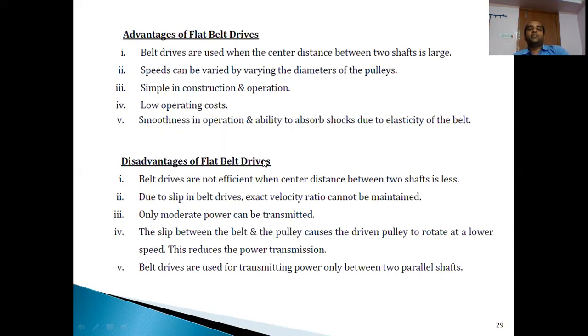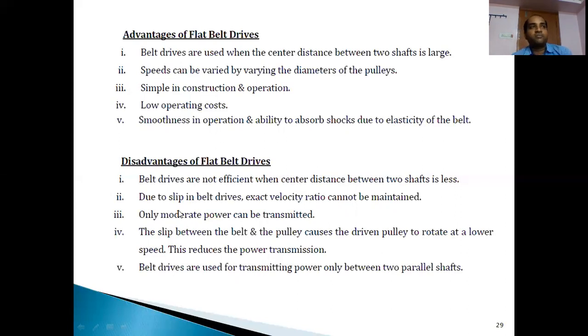Similarly, there are some disadvantages. You cannot say that belt drives are completely efficient, because we use them only when the center distance between the shafts is very large. If the shaft distance is very small, you cannot go for belt drives, because it becomes a more expensive process and complex in nature. When the shaft distance is very small, we prefer gear drives, which we are going to study in the next session.